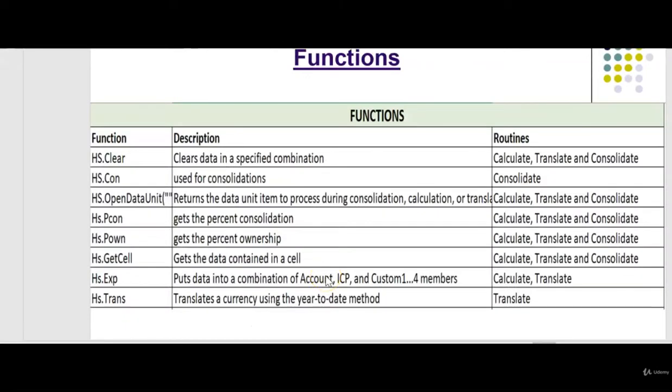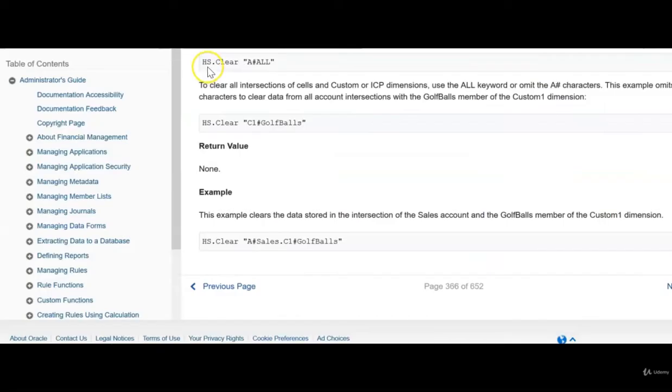We will see a few other functions on this screen. hs.clear clears data in a specified combination. This can be used in calculate, translate, and consolidate routines. For example, hs.clear A#All, it clears all accounts data for a particular entity, period, scenario, value, view, year members for which the rule is running. And if you want to mention a particular account, hs.clear A#Sales.C1#, this is a custom dimension. For this combination only, data gets cleared.